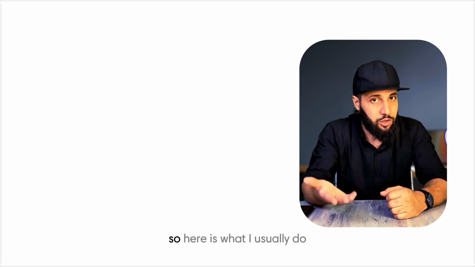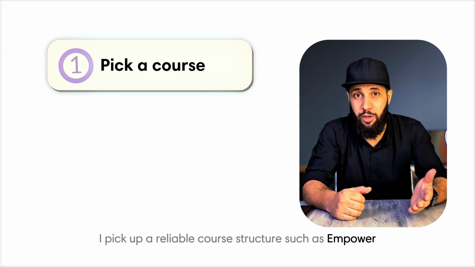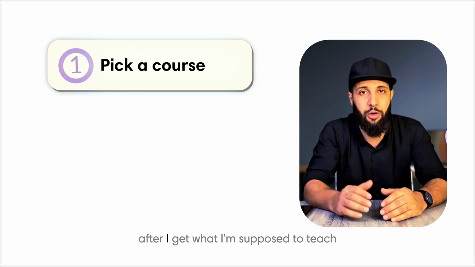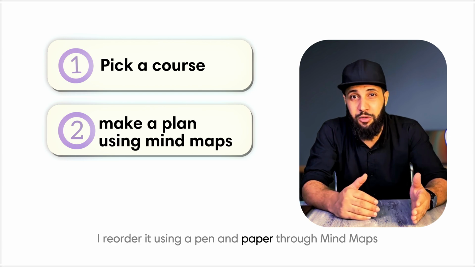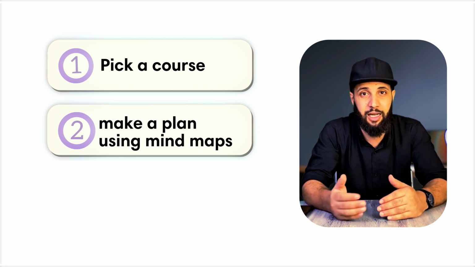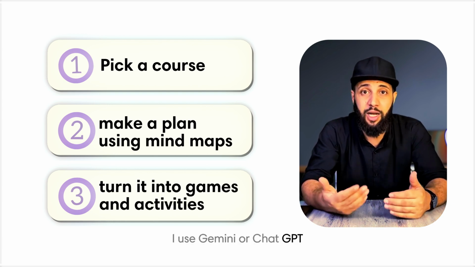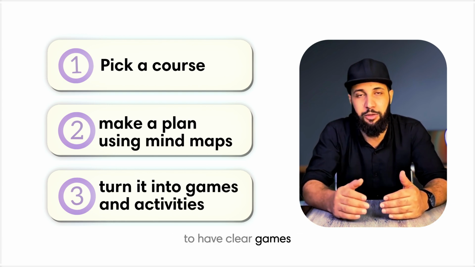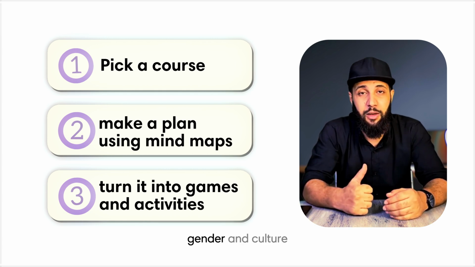So, here is what I usually do. I pick a reliable course structure, such as Empower Cambridge or the Teaching English platform. After I get what I'm supposed to teach, I reorder it using pen and paper through mind maps. After I have a clear plan, I use Gemini or ChatGPT to create games or activities that are suitable for my students' age, gender, and culture.